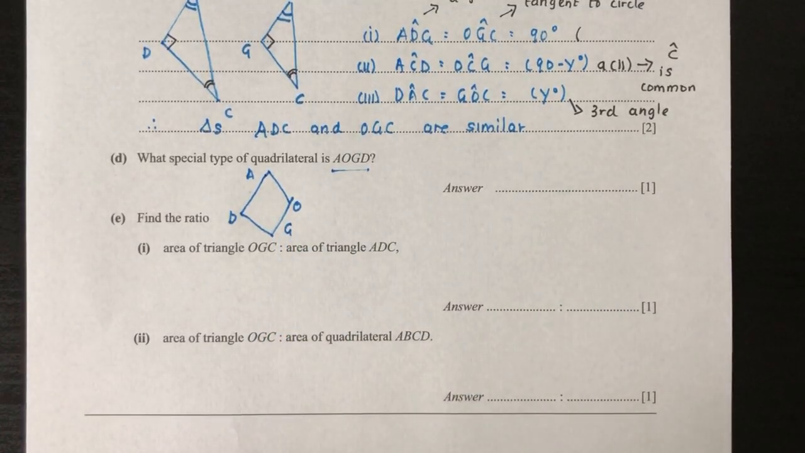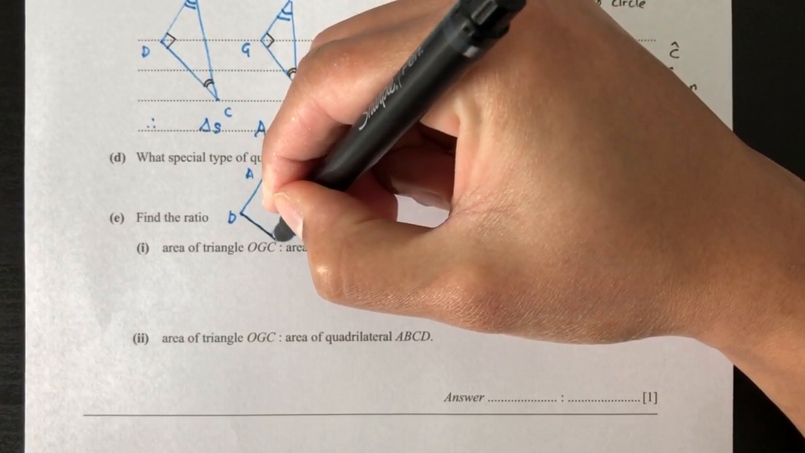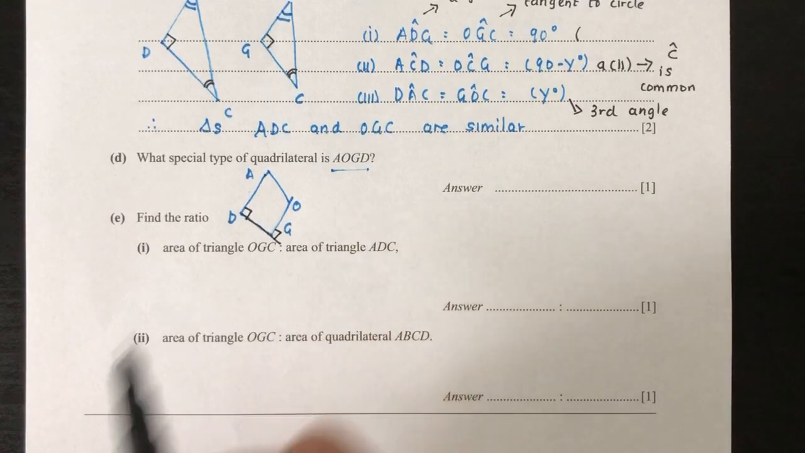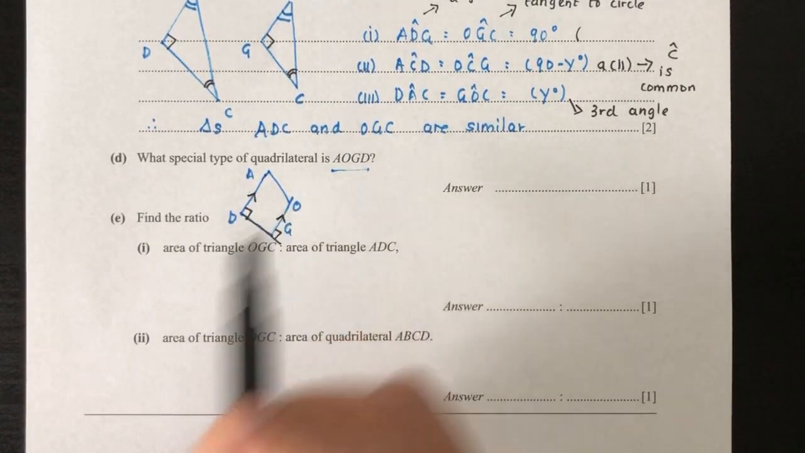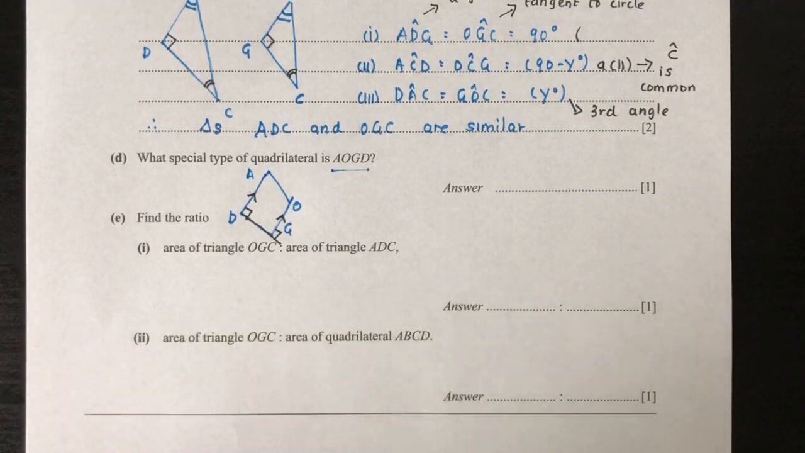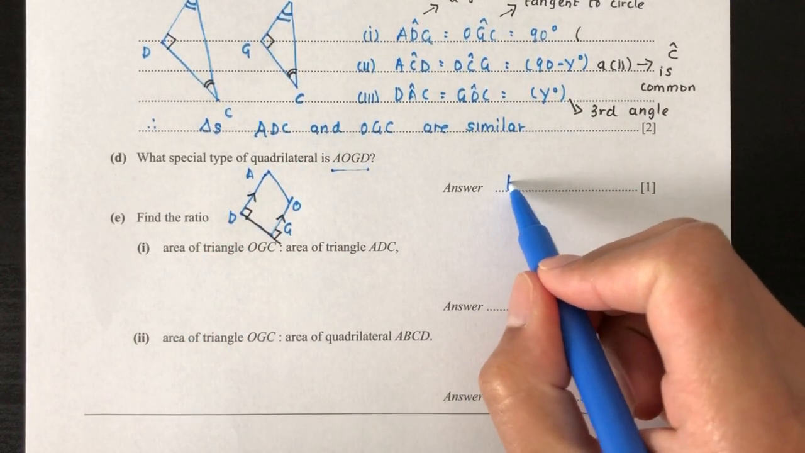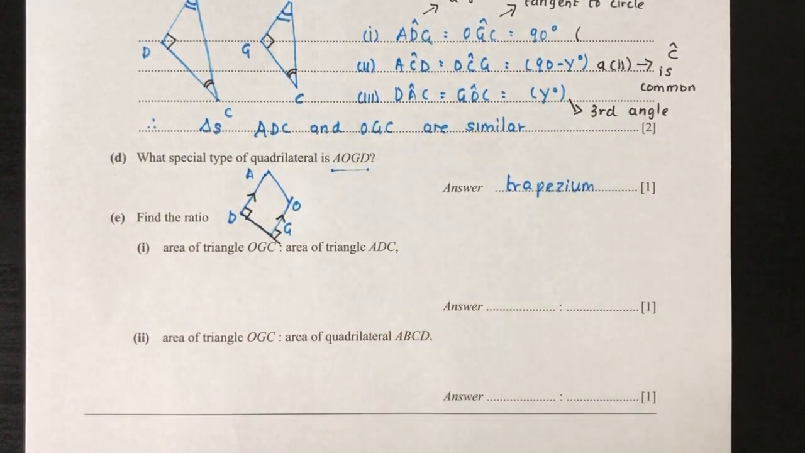From the diagram, you will see that if you extend this line, this angle is 90 and this angle is 90. So what does it mean? It means that these two lines will be in the same direction. So by proving that these two are parallel to each other, we have proven that this is a trapezium. Okay, that is part D.